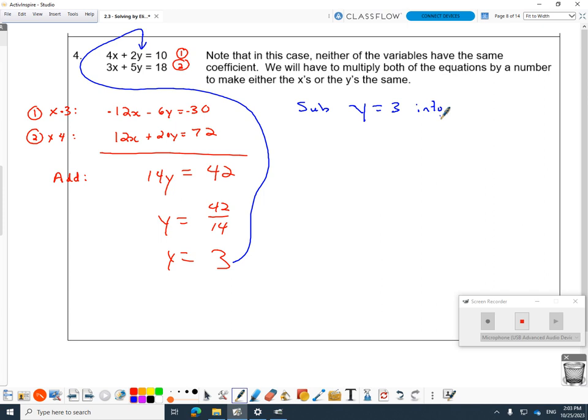Sub y equals 3 into equation 1. 4x plus 2 times 3 equals 10.